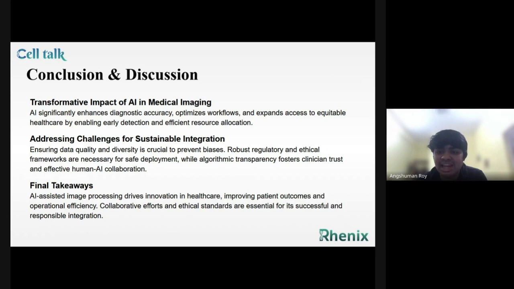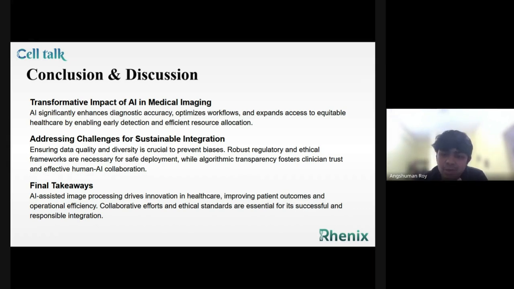However, addressing challenges such as ensuring data quality and diversity, establishing robust regulatory and ethical frameworks, and promoting algorithmic transparency is critical for sustainable integration. These measures are essential to prevent biases, ensure safe deployment, and foster clinical trust, enabling effective human-AI collaboration.